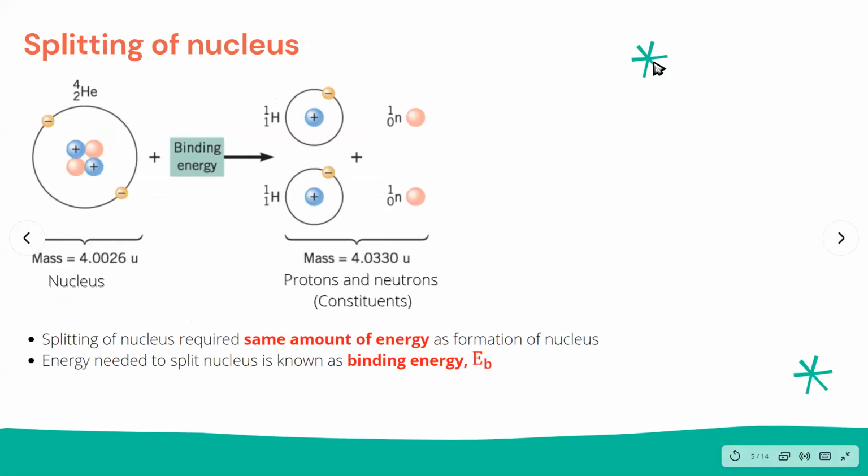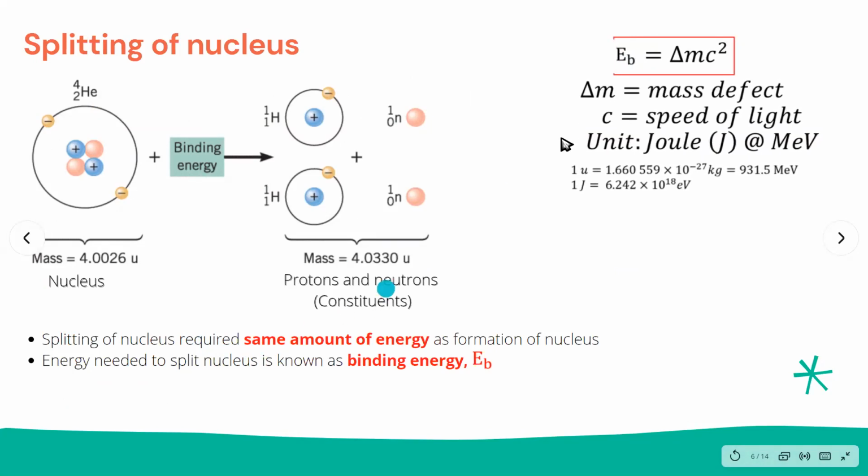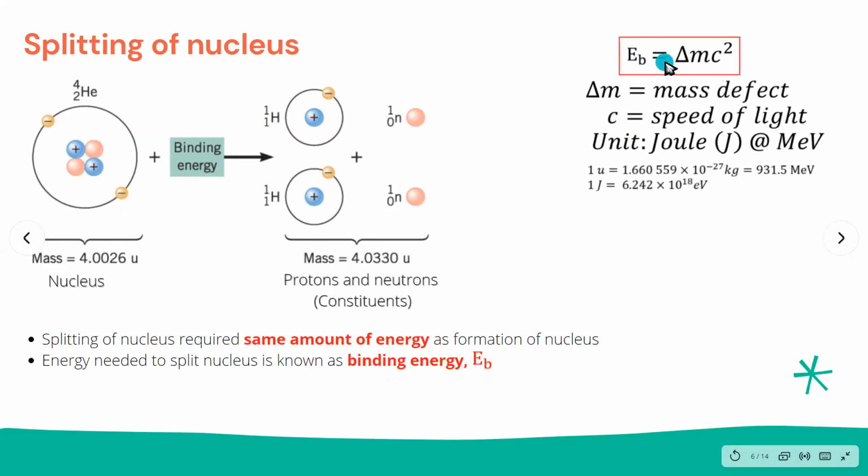So moving on to splitting of nucleus. Just now we learned about formation of a nucleus from protons and neutrons. Now, splitting of nucleus means the nucleus splits into protons and neutrons. So it's a reversible process. Splitting of a nucleus requires the same amount of energy as formation of the nucleus. Energy needed to split the nucleus is known as binding energy, E subscript B. So this is the formula: E_B equals delta M, which is the mass defect, times c squared, which is the speed of light. And the unit is joule or mega electron volt.